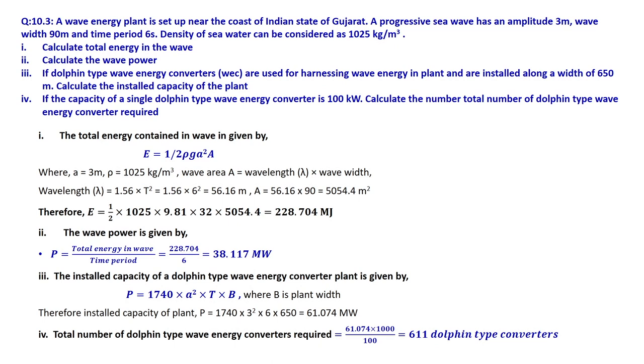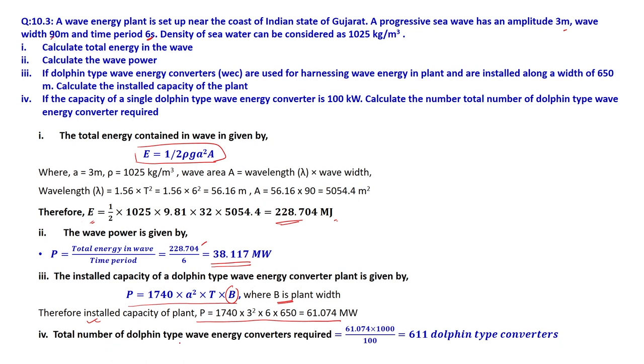So we have been given amplitude, then width and time. Total energy contained in a wave we can calculate by using this expression, and we can substitute the values and find E is about 228.704 megajoule. Wave power is given as total energy in the wave to the time period. Once we know the total energy in the wave, we can calculate this wave power because time period is known to us, which is found to be 38.117 megawatt. For calculation of installed capacity we have to use these expressions where B is the plant width, which is also given to us. So we can find out the installed capacity of the plant, which is about 61.074 megawatt.